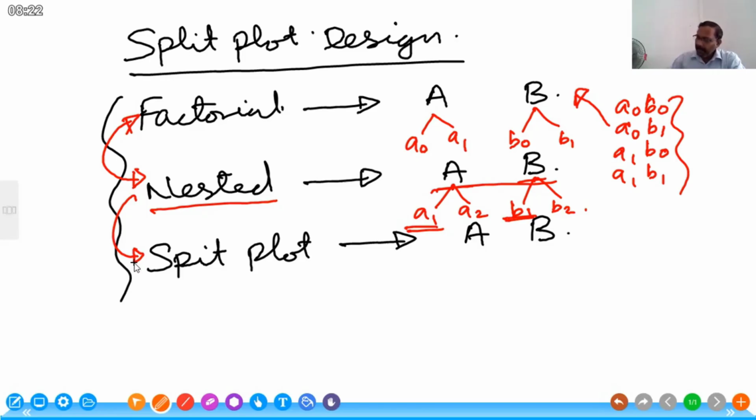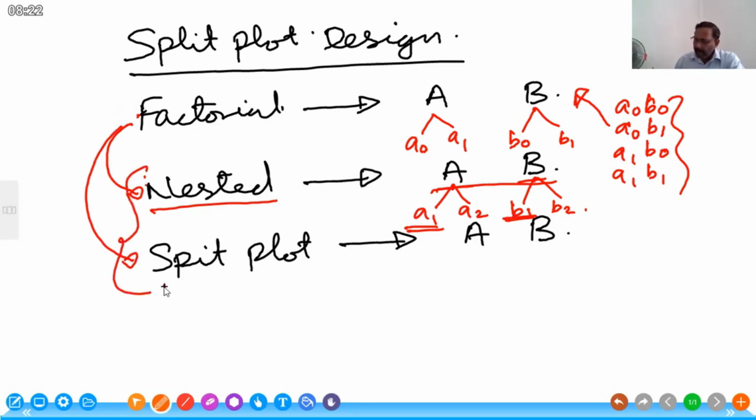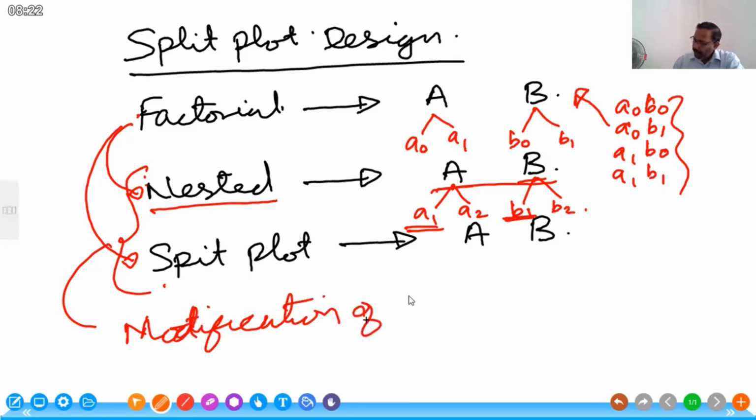Actually, these two designs, that is nested and split plot design, these two designs can be called modifications of factorial experiments.